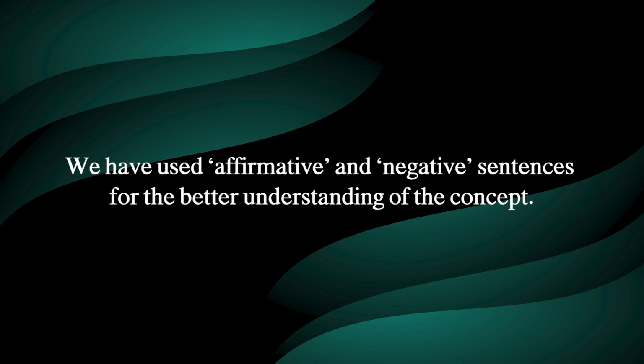In the above examples, we have used affirmative and negative sentences for the better understanding of the concept. By observing these examples, you can see that the locative case remains stable while the verb acts as a mirror to the subject's identity. This exercise solidifies the morphological rule that a noun often transitions to its oblique base before accepting a case suffix, a foundational principle.